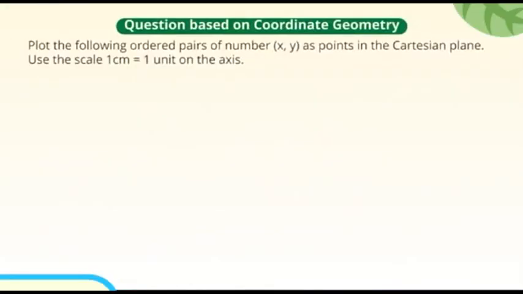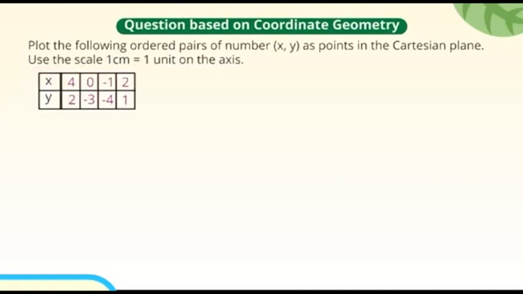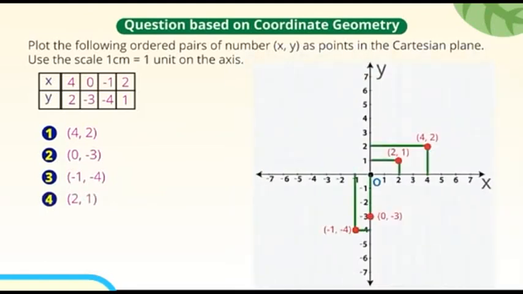We have one question. Plot the following ordered pairs of numbers (x, y) as points in the Cartesian plane. Use the scale 1 cm is equal to 1 unit on the axis. And these are the points for x and y axis respectively. The pairs of numbers given in the table can be represented by the points (4, 2), (0, -3), (-1, -4) and (2, 1). And these are the points that we can locate on the graph.